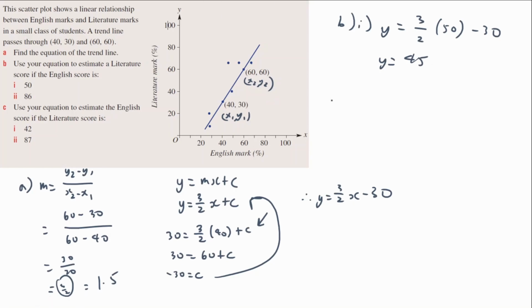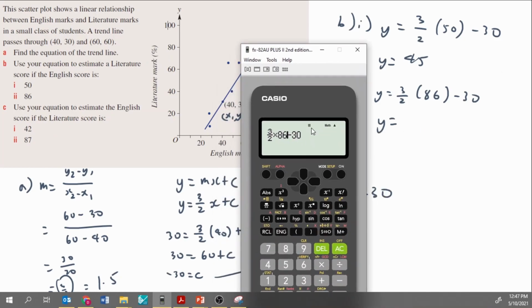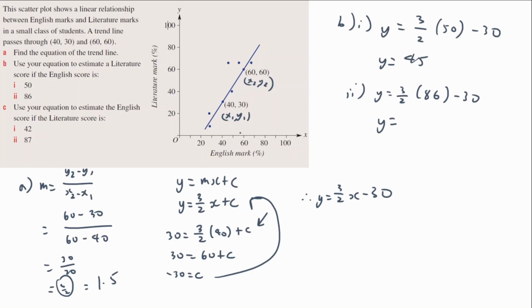And now part 2. Let's have a go at that. It's the same deal here. We're just going to replace that 50 with an 86 this time. So I get 3 over 2 times 86 minus 30. And once you work that out, that is what your calculator should look like. Just press enter and you get a value of 99. So the predicted score for literature, if they get 86 on English, is going to be 99.